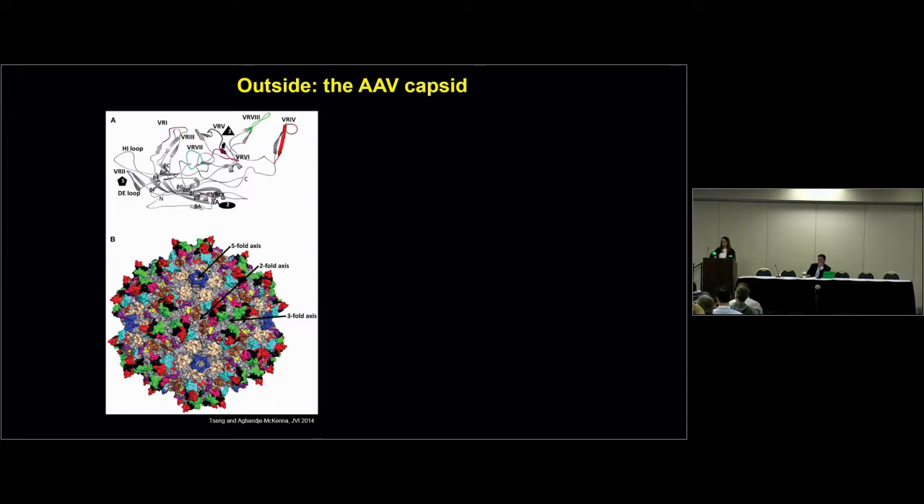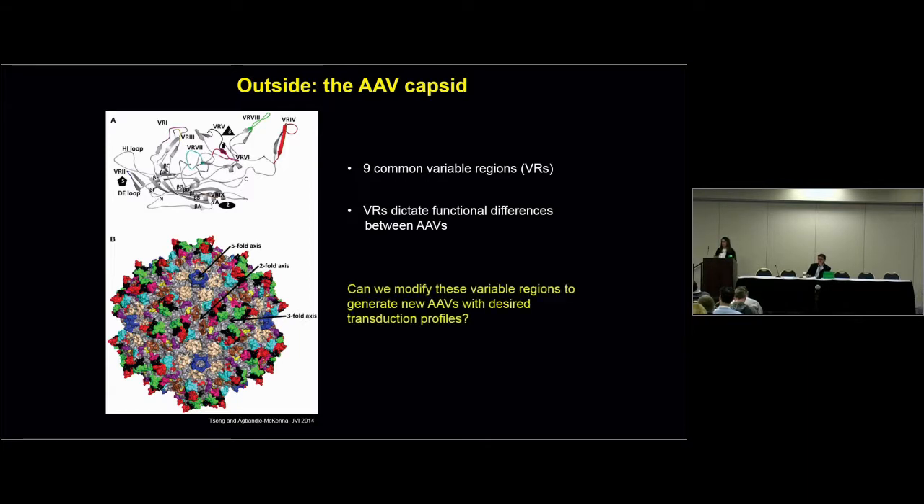So you can see here, this is an image from my colleague Mavis McKenna's lab. The AAV capsid contains loops, which are these little bumpy things you see on the outside of the capsid. And we know that there are 9 common variable regions in AAV, and that the sequences in these variable regions dictate the functional differences between AAVs. So why is one AAV good at getting into photoreceptors and another is not, for instance? So the question we ask is, can we modify the sequence of these variable regions in order to generate new AAVs with desired transduction profiles?